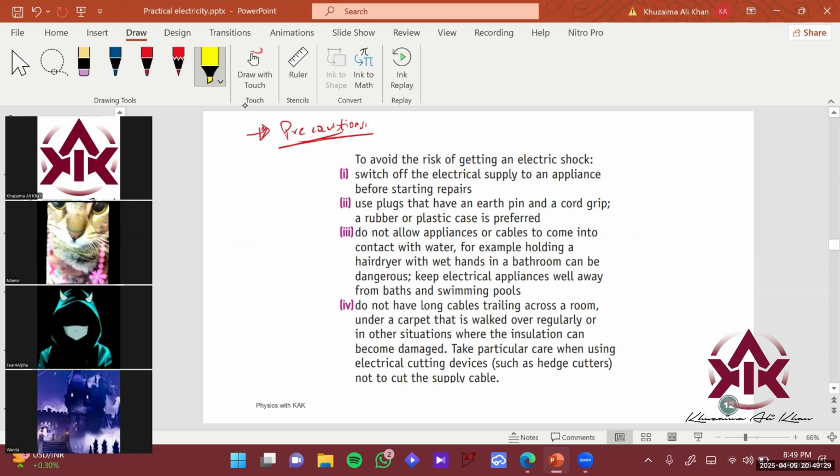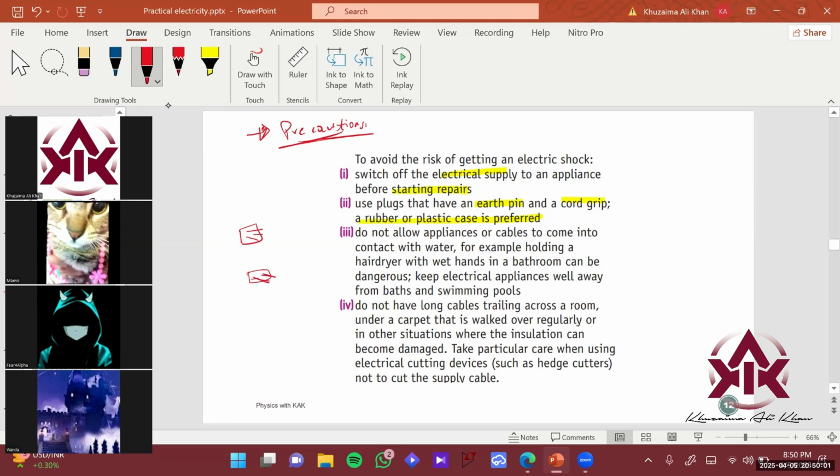Switch off the electrical supply to an appliance before starting repairs. If you want to repair anything, let's say your socket is not working, obviously turn off your main supply or just the supply to that particular room. Use a plug that has an earth pin and a cord clip. A rubber or plastic case is preferred. If you have seen your laptop chargers, some have three pins, some only have two pins.